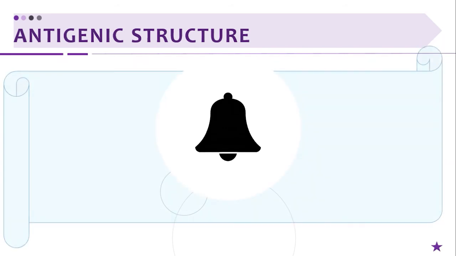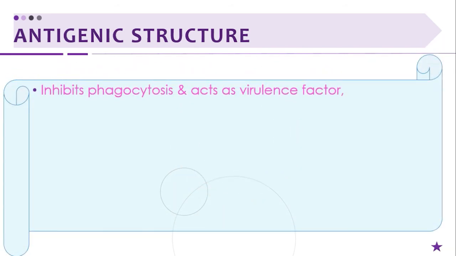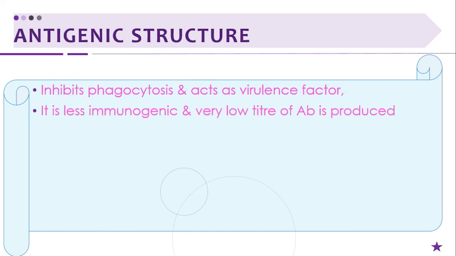One more character is that it contributes to virulence. That's why it is called the VI antigen, responsible for virulence. It acts as a virulence factor by inhibiting phagocytosis. It is also less immunogenic, another important character, and a very low titer of antibody is produced against this antigen. Earlier we saw that the H antigen is strongly immunogenic and the O antigen is comparatively less immunogenic, but the VI antigen is very much less immunogenic compared to the earlier two antigens.